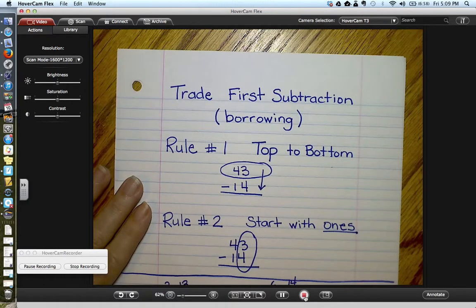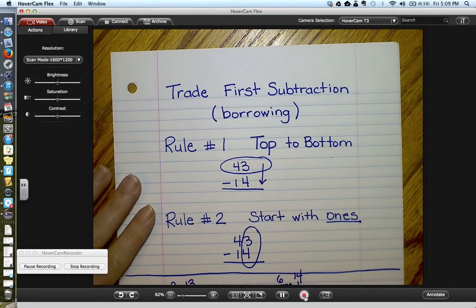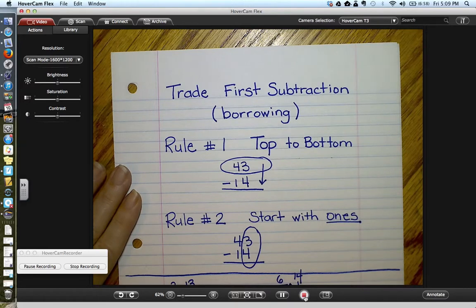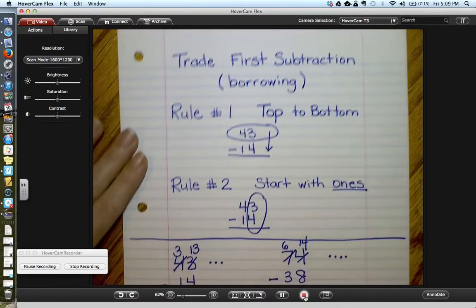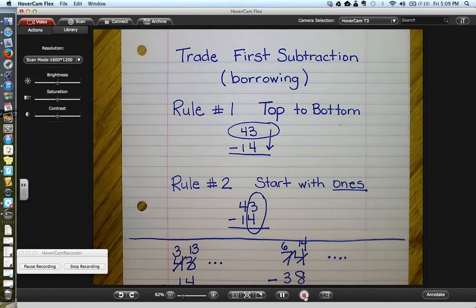Let's review those rules before you're finished. Rule number 1, read it with me, top to bottom. Rule number 2, read it with me, start with ones. Okay, so if you remember those 2 rules, you will make a lot fewer mistakes when you are doing your subtraction. Great job today. Keep up the hard work.